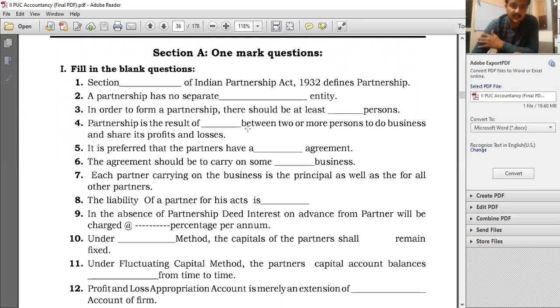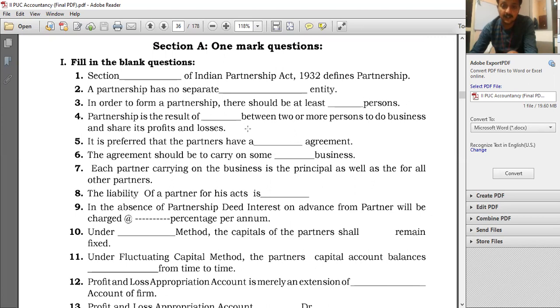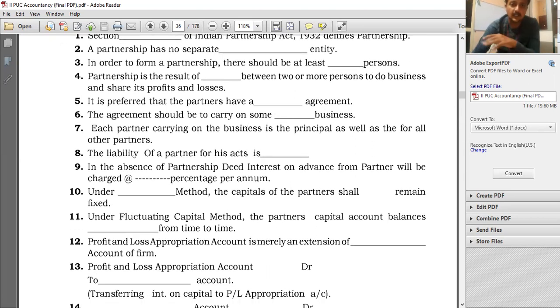Then next, this is very simple. In order to form a partnership, there should be at least two members. This you know very well. Then it is preferred that the partners have a written agreement, and the agreement should be to carry on some legal business. Then the liability of a partner for his acts is unlimited. That is one of the drawbacks of the partnership also.